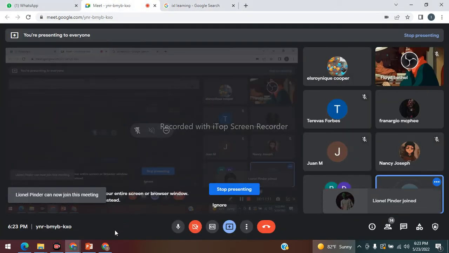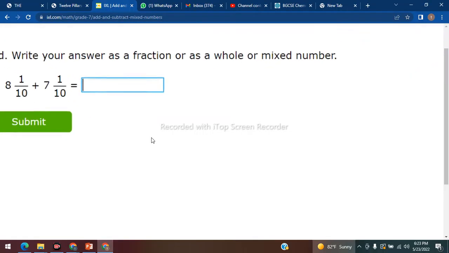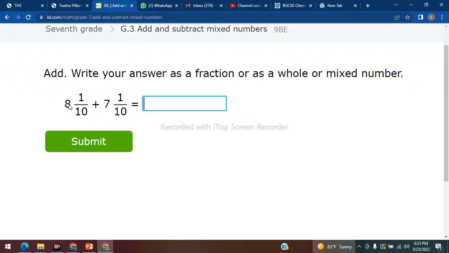So let's move on. This one is pretty simple. We simply add the whole numbers. What is 8 and 7? 15. And it's going to be what? Add the numerators, so it's 2 over 10.